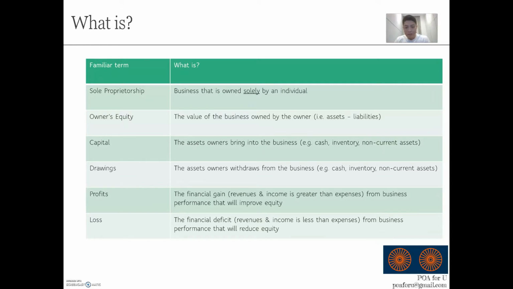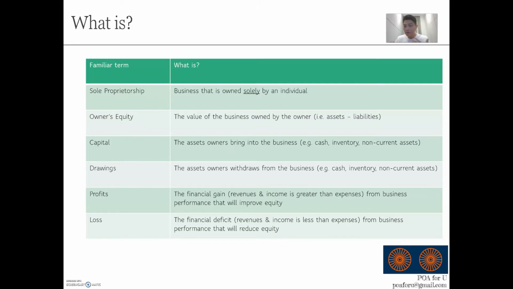Okay? Capital. Capital is what the owner brings into the business, and it can be in the form of cash, inventory, non-current assets like fixtures and fittings, or motor vehicles. Drawings, on the other hand, is contra capital. So it's what the owner takes out of the business, and it can also be in the form of cash, inventory, or things like fixtures and fittings, or office equipment, or motor vehicles, right?